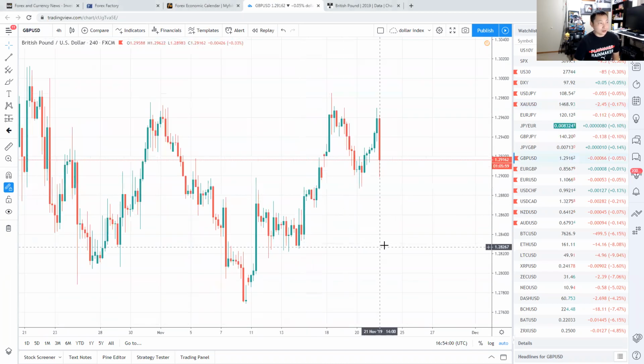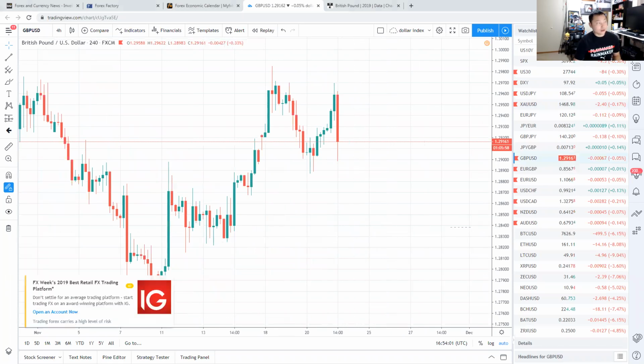I'm pretty sure someone's going to ask me. Okay, so right here on the pound to the dollar, right? A lot of resistance here. Cannot even break above 130. 130 is a very strong resistance price if you go back and look at the previous resistance for the past week and the week before.